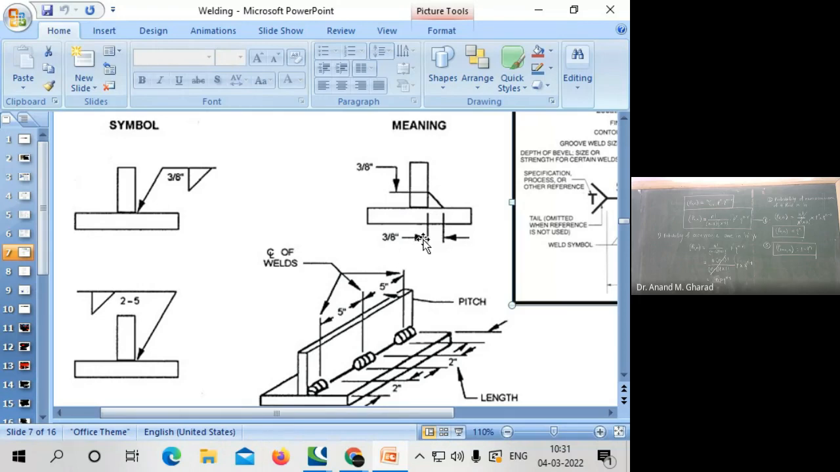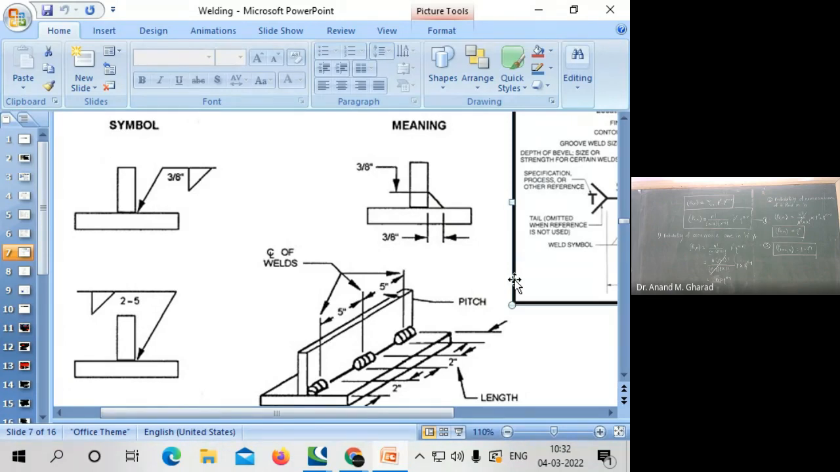Now, what is this 3 by 8 inches? तो ये क्या हो गया? What is this? What this must be? Size of the weld. Since we have seen size of the weld, it starts from the root up to the end of the weld. So this becomes the size of the weld, right? Now, if I want to represent this connection, no other information is given other than this part.